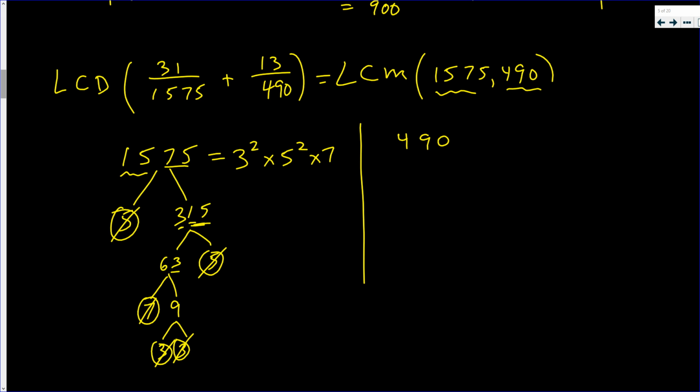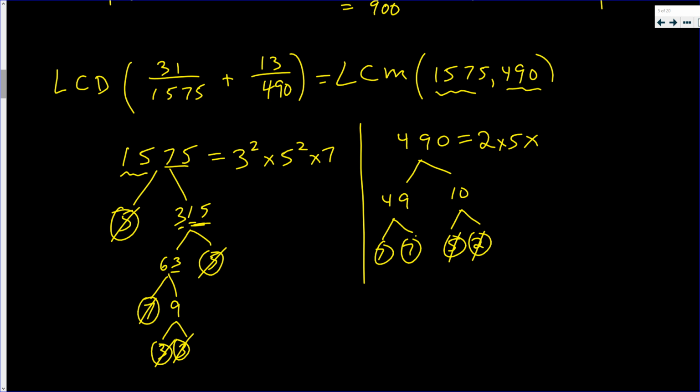490. Well, that's 49 times 10. 49 is 7 times 7. And 10 is 5 times 2. So the prime factorization, and these are the primes, is 2 times 5 times 7 times 7, which is 7 squared.